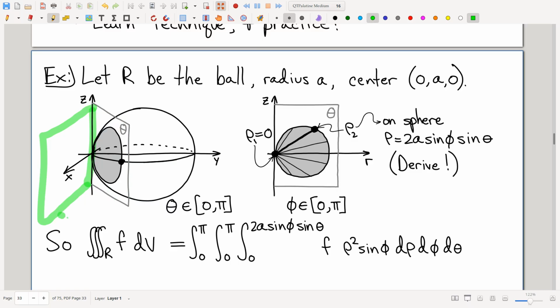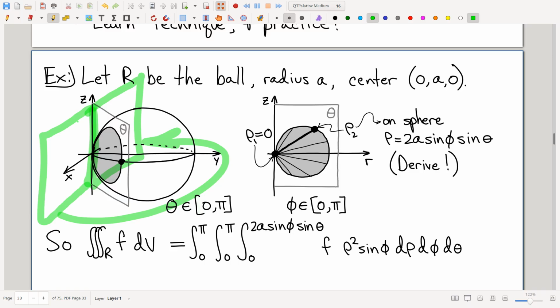0 to pi are the only theta slices that will actually hit this ball. Anything before 0, anything after pi is going off into the negative y direction, and there's just nothing over there. And again, that's almost entirely a geometric appeal.